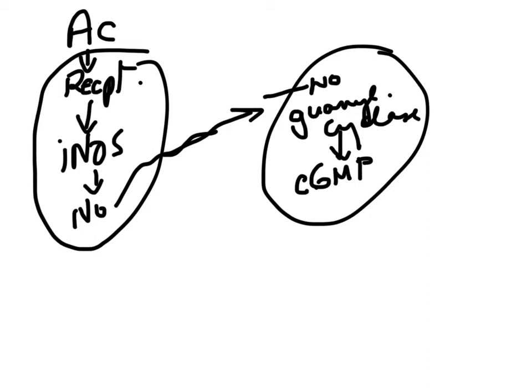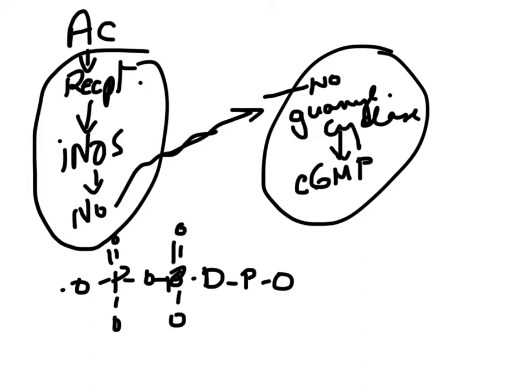So what is cyclic GMP? Do you remember how to make nucleotides? O-P-O-P-O-P-O, with double bonds and all that. Do you remember this? Remotely? We could do it again. We could just have a little quiz.